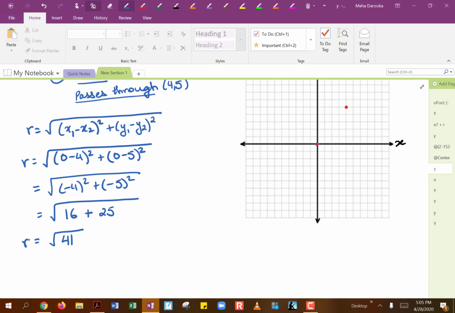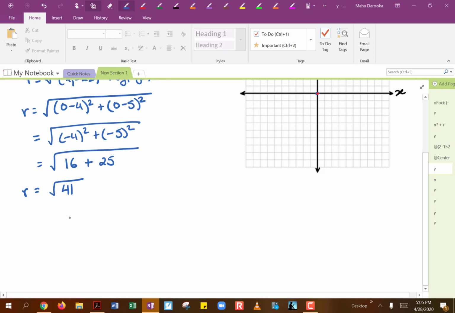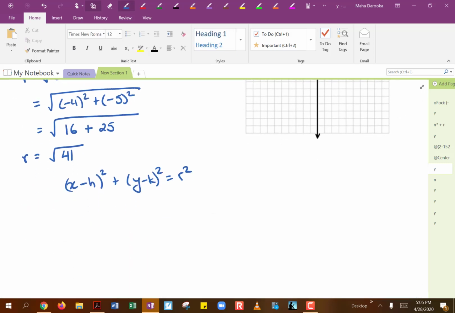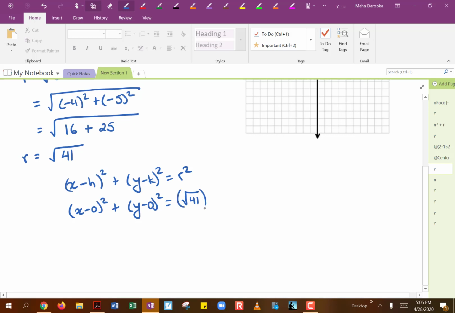Okay, and to come up with the equation, we can again use our standard form, x minus h squared plus y minus k squared equals r squared. Now remember, our center gives us the h, k value, so that's again going to be 0, 0. So we will have x minus 0 squared plus y minus 0 squared. The r value is the square root of 41, so that's going to be square root of 41 squared.